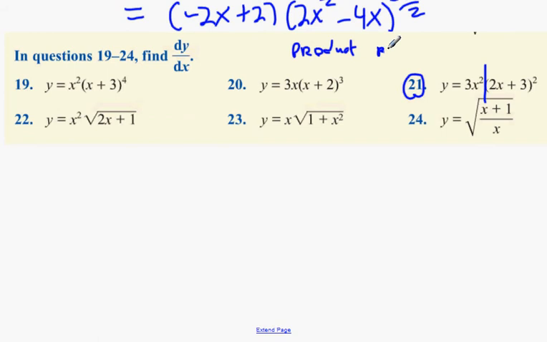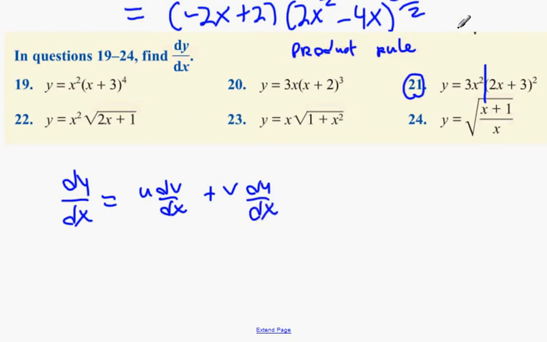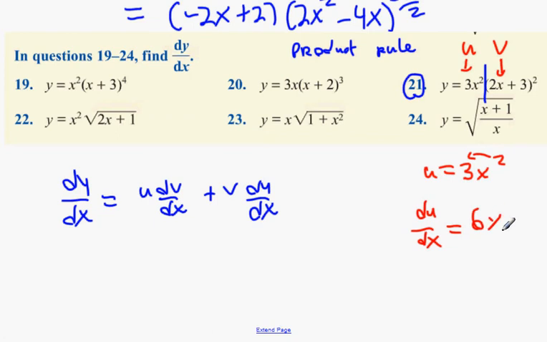So, you got to write down the product rule to start. dy/dx equals u times dv/dx plus v times du/dx. Now, what you got to start off with is label one of them u and label the other one v. So, u equals 3x squared. Now, what's du/dx? 6x, okay? The next one is v is (2x plus 3) squared.